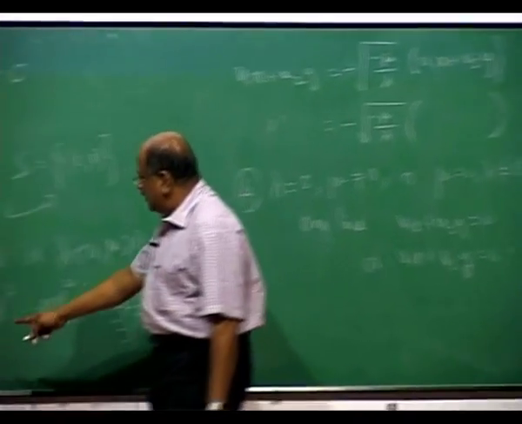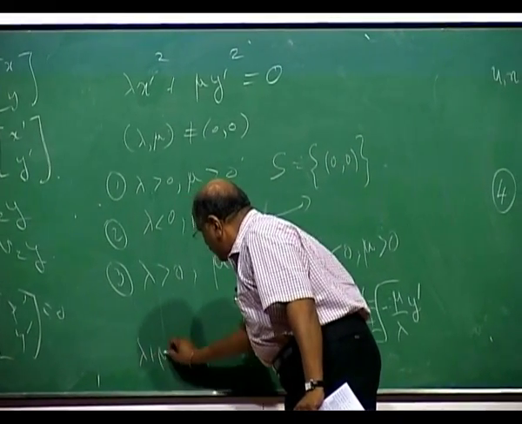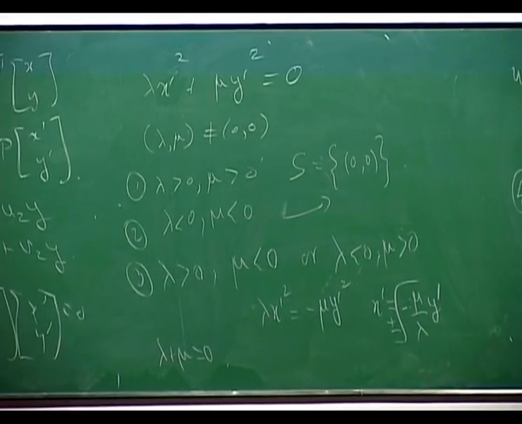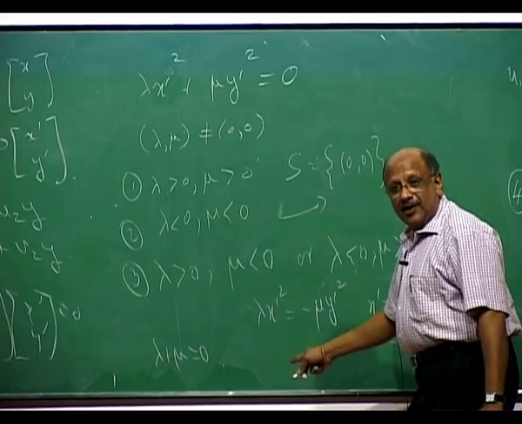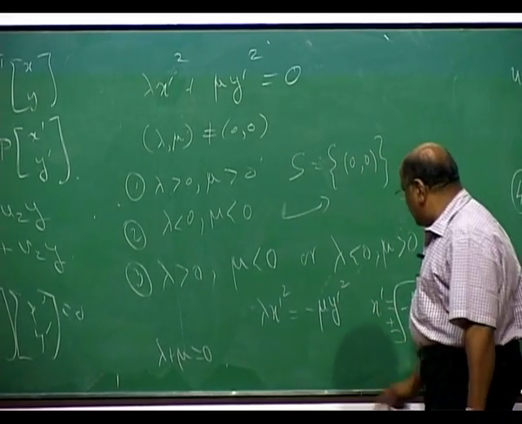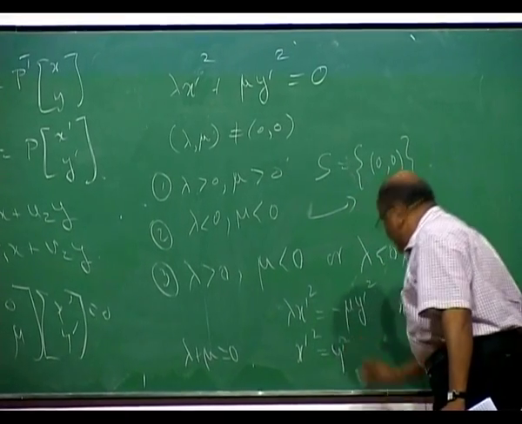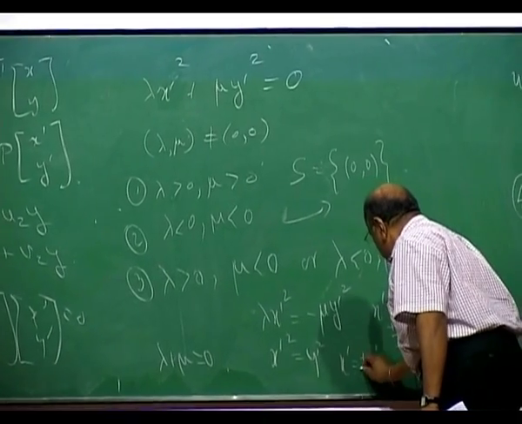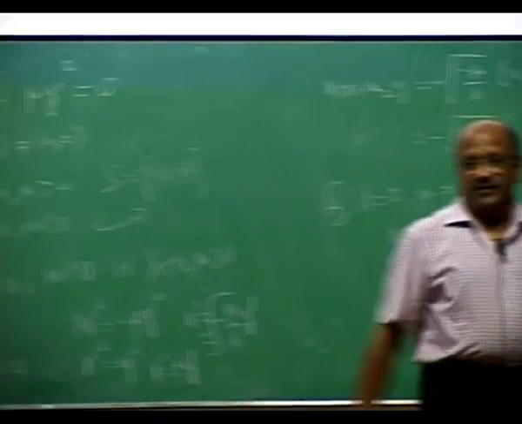Here we have one sub case: if lambda plus mu is 0, then you can cancel the lambda on both sides. Lambda equals minus mu, so you get x dash square equals y dash square, which is x dash equals plus or minus y dash. You have a pair of perpendicular lines.